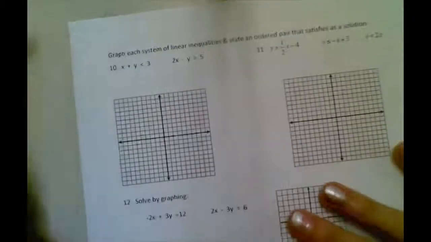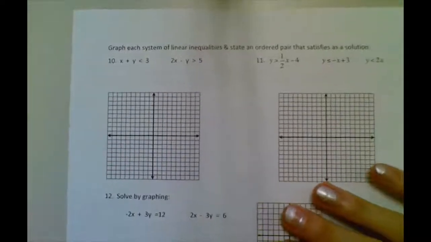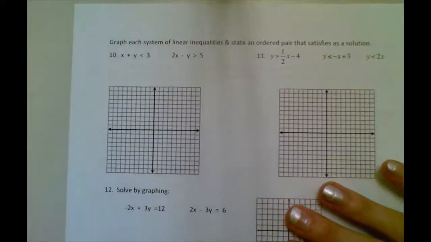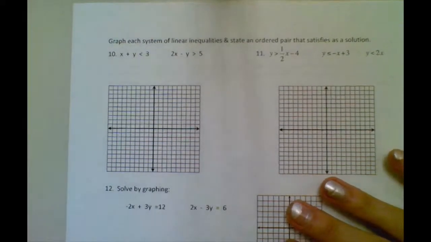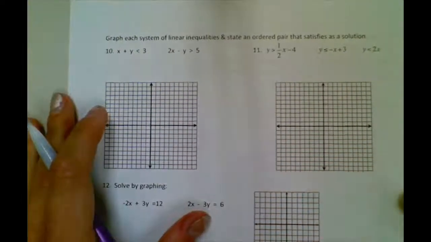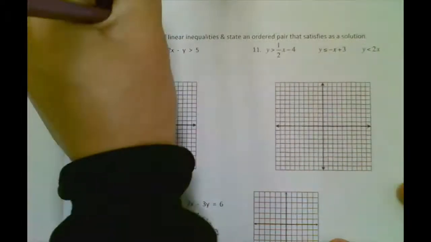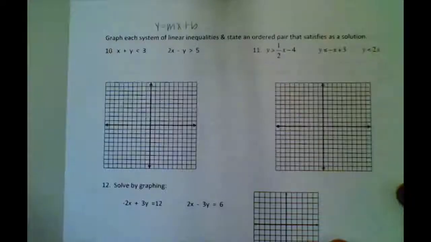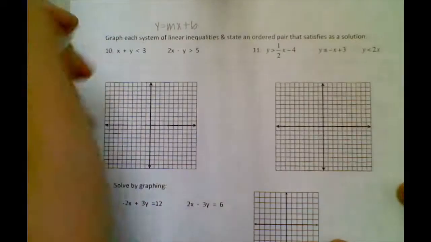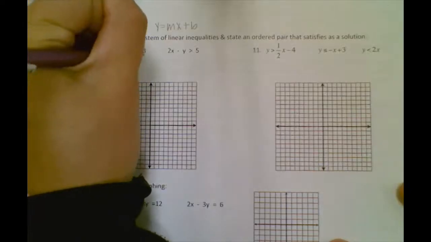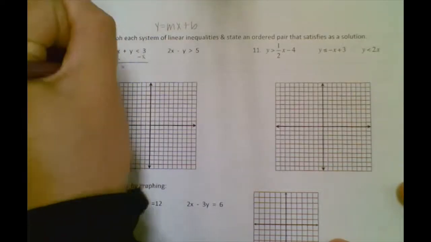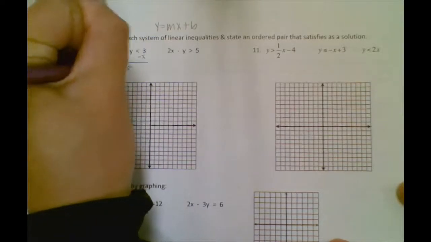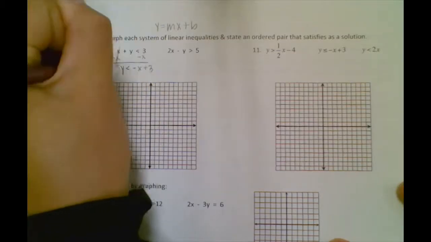Alrighty, let's flip to the back. All right, graph each system of inequalities and state an ordered pair that satisfies as a solution. In order to graph these, we first have to put them in y equals mx plus b form. So this is not in y equals mx plus b, so I need to subtract x from both sides so then I can get it to be y is less than negative x plus 3.